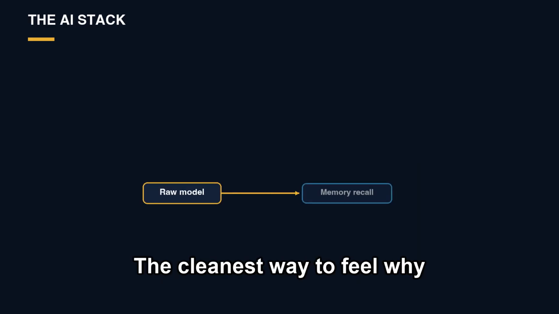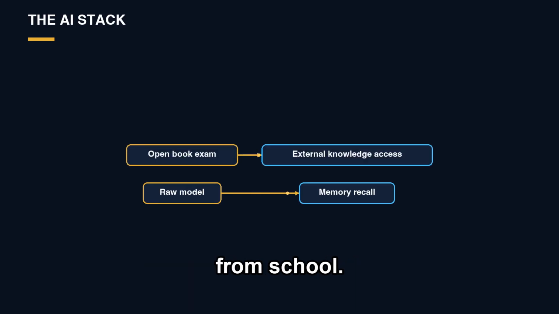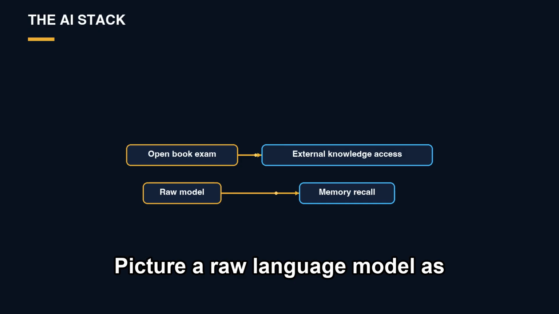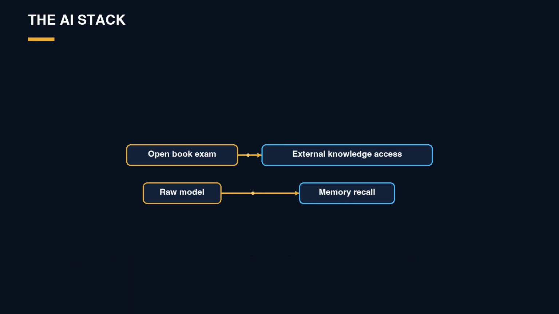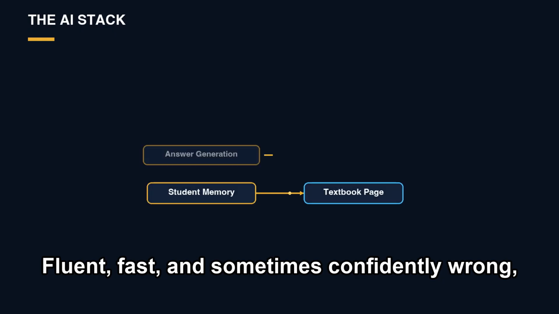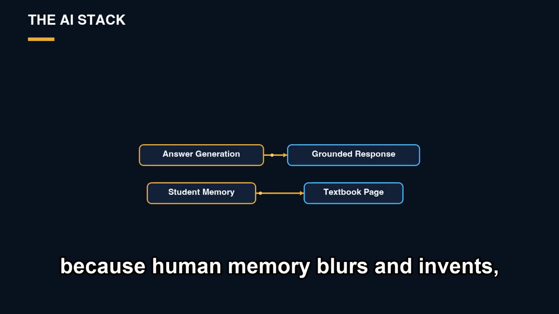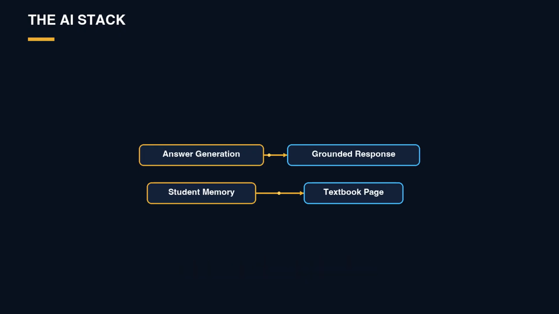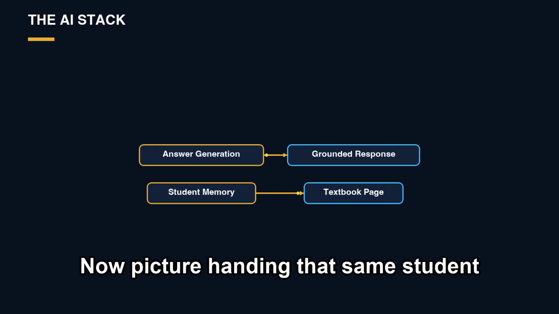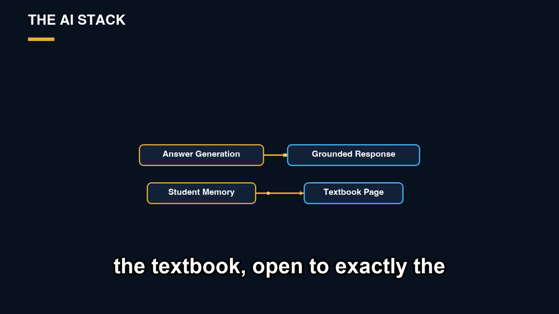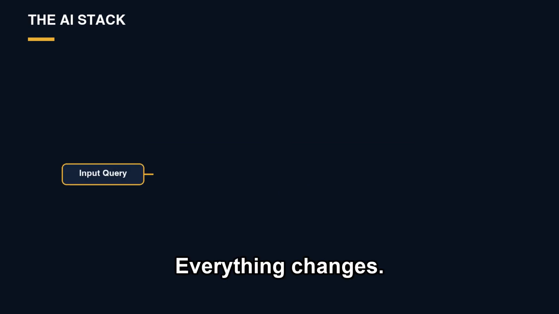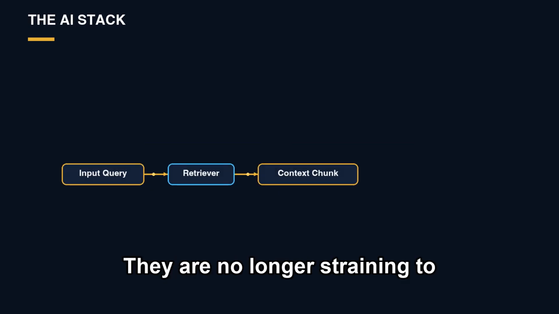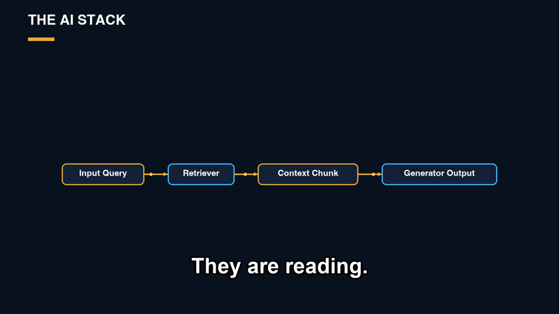The cleanest way to feel why that works is an old image from school. The open book exam. Picture a raw language model as a student answering from memory alone. Fluent, fast, and sometimes confidently wrong because human memory blurs and invents, and so does theirs. Now picture handing that same student the textbook, open to exactly the right page, and saying, "Answer using this." Everything changes. They are no longer straining to recall. They are reading. And they can point to the line they got it from.